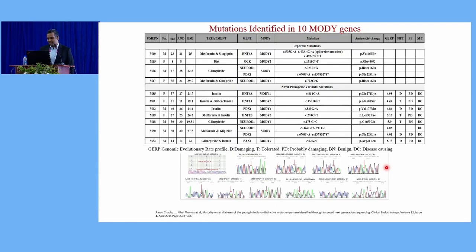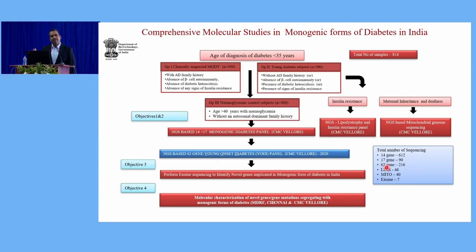I'm not going to spend much time here, but quickly, after this study, we also got a DBT funding where we collaborated with MDRF and other centers, where we were able to lead a study across India, and I think we've screened one of the largest numbers of patients in young onset diabetes. So I'm going to just give you a snapshot of this data. It's not the comprehensive data, but a snapshot to help you understand what is the spread across.